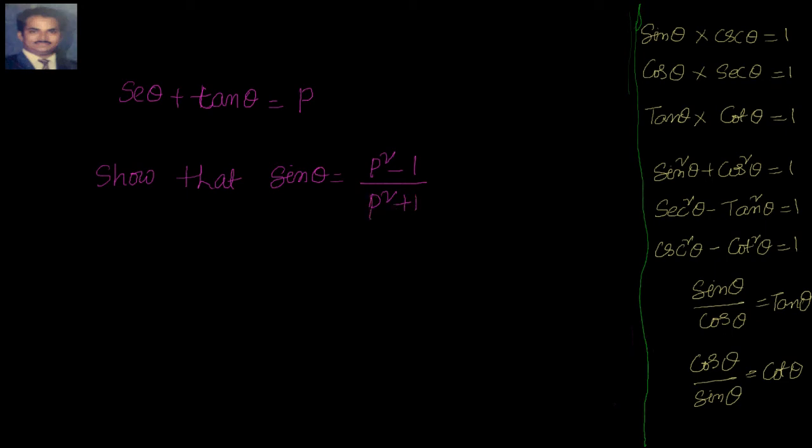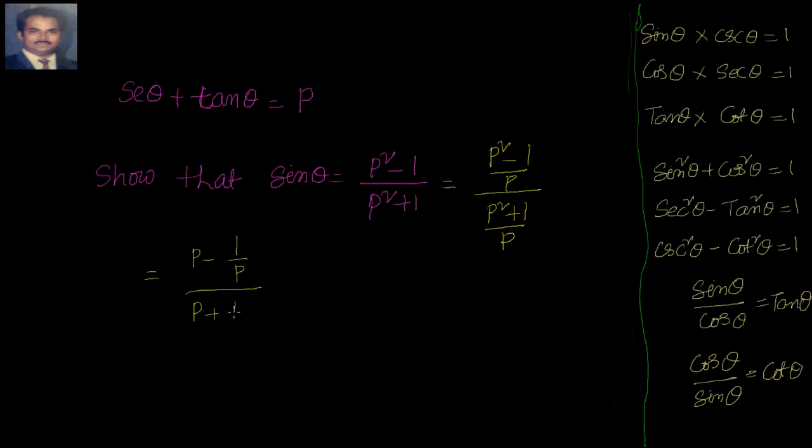Now if I take secant theta plus tan theta as P and whole square minus 1, I have to do a lot of work. So let me see how I can simplify it. I will divide this whole by P at the top and bottom. So this becomes P minus 1 by P over P plus 1 by P.